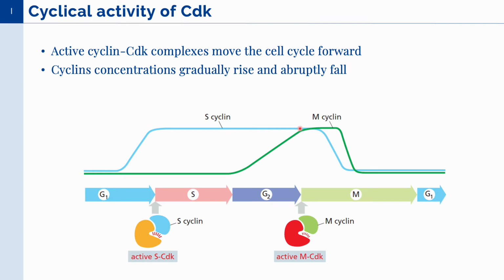Now, another thing we'll notice is that the cyclin concentrations gradually rise and abruptly fall all throughout our cell cycle. Here we see that the S-cyclin slowly increases, and here the M-cyclin is slowly increasing as well. But after they have served their purposes, the levels abruptly fall, and this ensures that the cell is able to stop the cell cycle phase very abruptly.